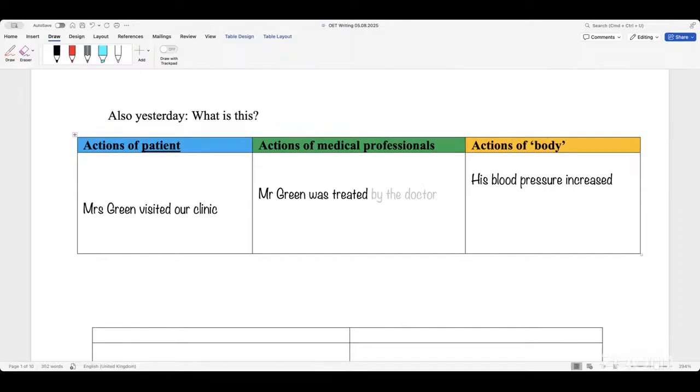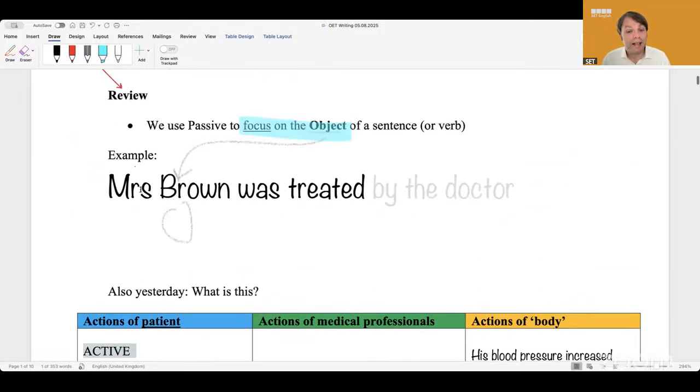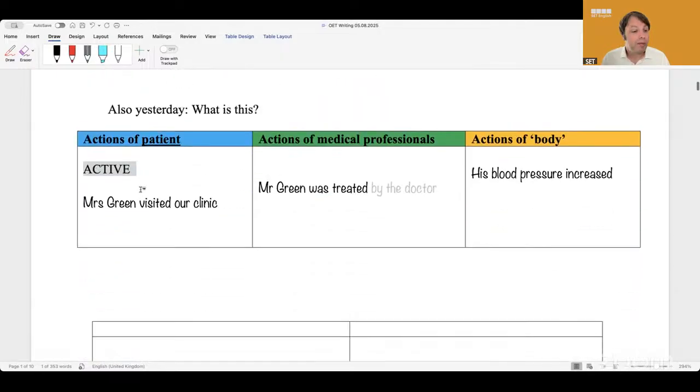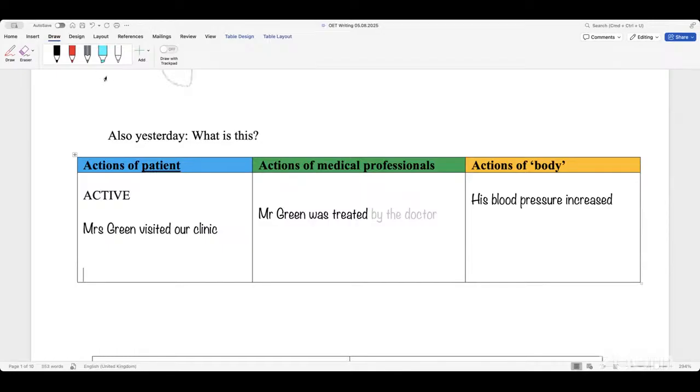The patient action should be active. Okay. Guys, this should be the active voice, but she's not really explaining it. I'm not sure if she knows. Put your hand up. Why should this one be active? It's really simple. We already said. Esma, why should actions of the patient be active? Because Mrs. Green visited our clinic by herself.